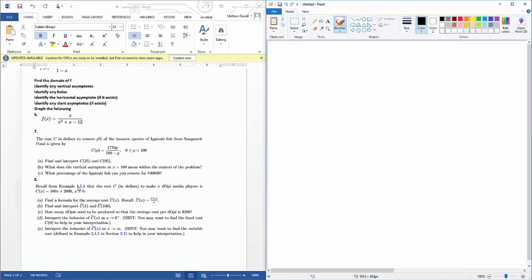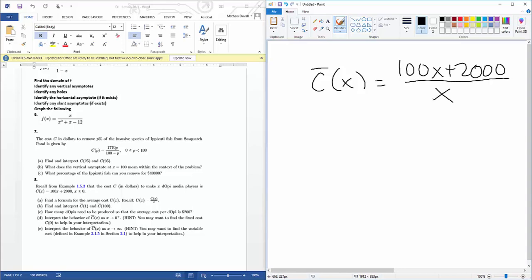So this is, recall that in example 1.513 the cost in dollars to make x items is this. Okay, so that was, find the formula for the average cost. So remember, that's C of x over x. So you're literally, so C bar of x is literally 100x plus 2,000 all over x.